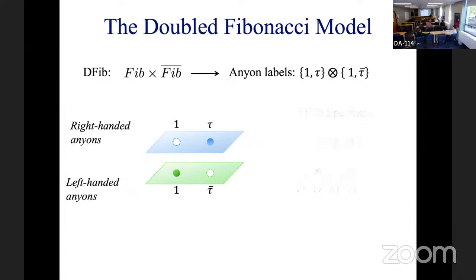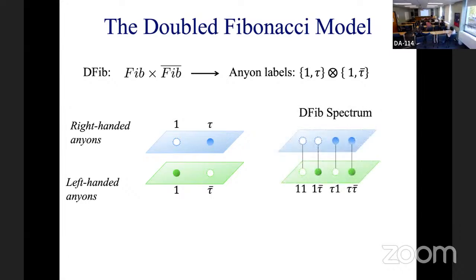So this model, Fib cross Fib bar, basically its spectrum consists of 4 sectors that just come from combining 1 and tau with 1 and tau bar. So you have these four options: 1, 1, 1 tau, tau, 1, and tau, tau.